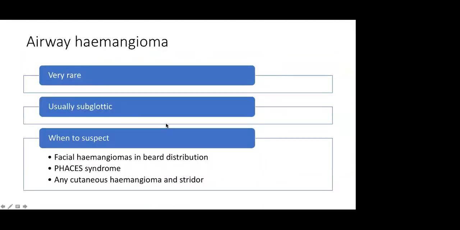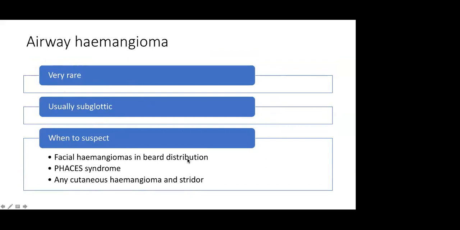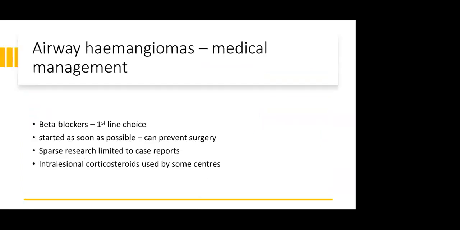So looking at airway hemangiomas, they're quite rare, but we do see them now and then. They're usually subglottic. The important thing is when to suspect them: when you've got facial hemangiomas in a beard distribution, these kids usually need to have endoscopy to make sure there's no associated subglottic hemangioma. PHACES syndrome patients need to be evaluated for airway hemangiomas, as do any cutaneous hemangiomas with associated stridor.